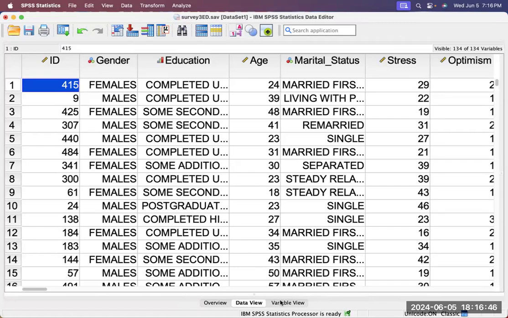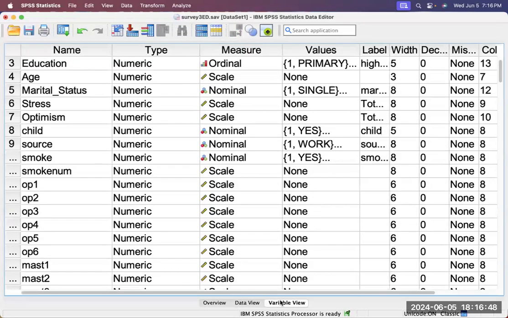I'm now going to click to variable view. This gives me the information on how my data file is set up. These are not the values that I collected. That's the data view. Okay?